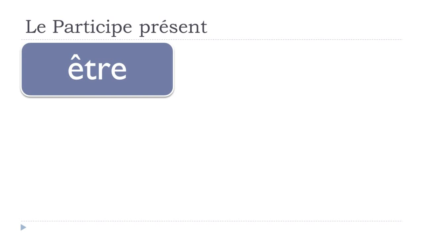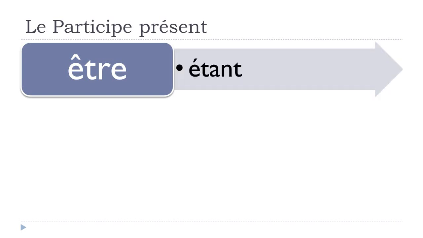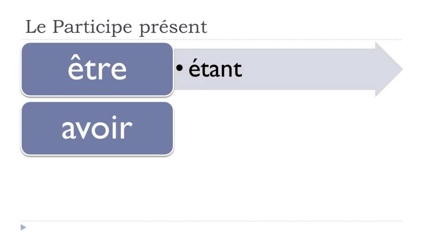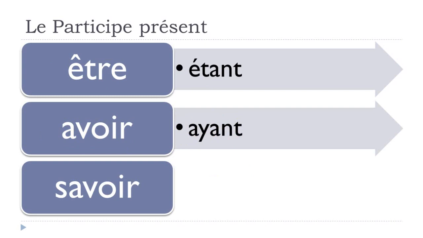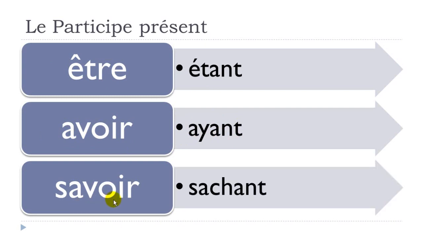The first one is être, and it will give you étant. So étant will be the participe présent form of être. Être is to be. And then avoir, of course, to have, and you will get ayant. Okay, ayant will be the participe présent form of avoir. And the last one will be savoir. Savoir is to know, and we will get sachant. Okay, sachant. So étant for être, ayant for avoir, and then sachant for savoir.